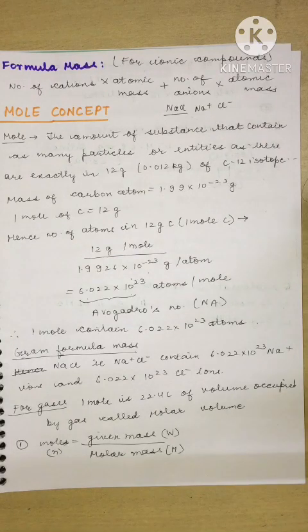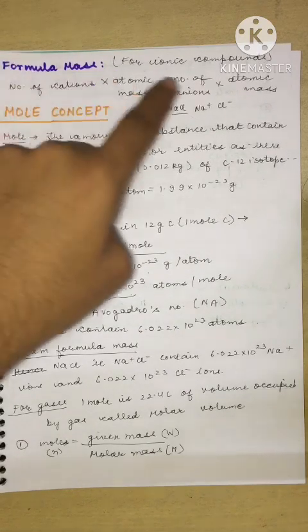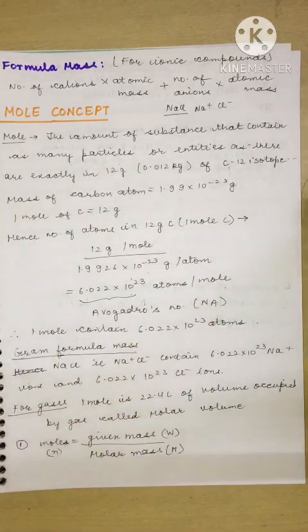Now this number became constant. This number is known as Avogadro's number because it was discovered by Avogadro. It is represented as capital N and in the subscript capital A. Now we'll talk about the gram formula mass. Again the same thing. Instead of this unit, we have to write gram.